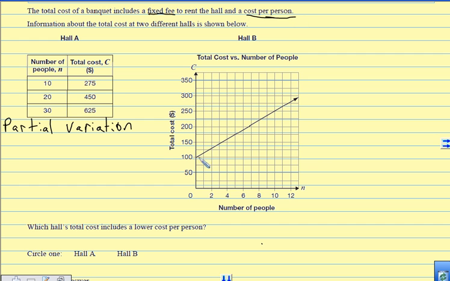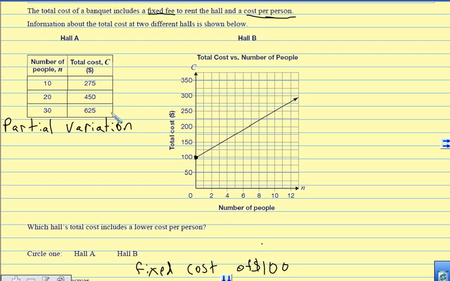Looking at these, if I look at B here, it's really easy to see what the fixed cost is in B. So Hall B has a fixed cost of $100. Now, it's not as easy to see the fixed cost of A because we don't have what the number of people being 0 is on the chart here. So we have to kind of go backwards and see what the pattern is.